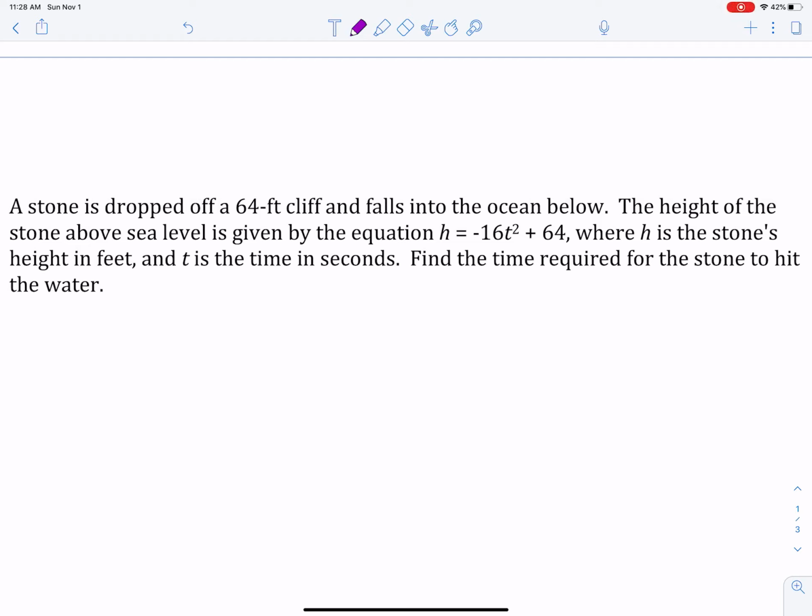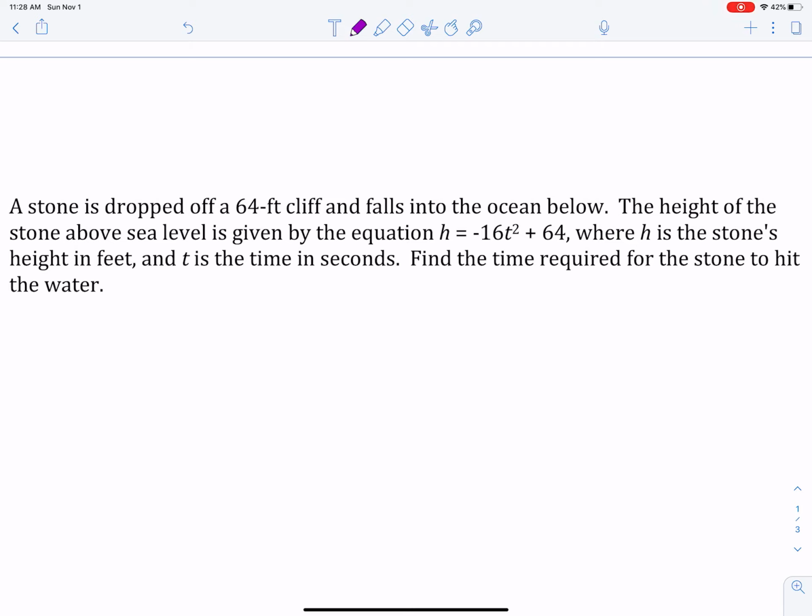A stone is dropped off a 64-foot cliff and falls into the ocean below. The height of the stone above sea level is given by the equation h equals negative 16t squared plus 64, where h is the stone's height in feet and t is the time in seconds. Find the time required for the stone to hit the water.